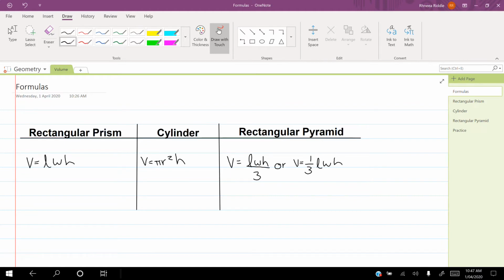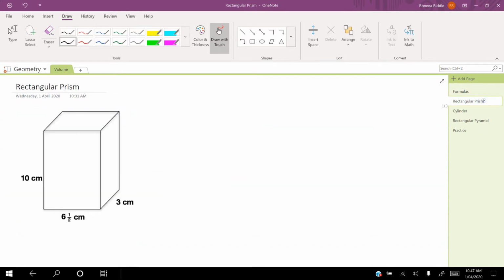So if you can write those down, I highly recommend it, so you can always look back and remember those later on. So we're going to start with a practice problem of a rectangular prism. Again, the volume formula is volume equals length times width times height.